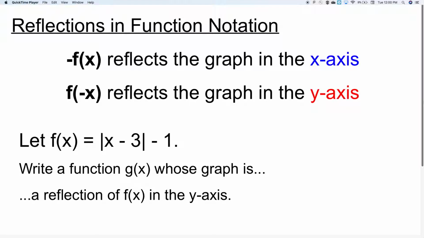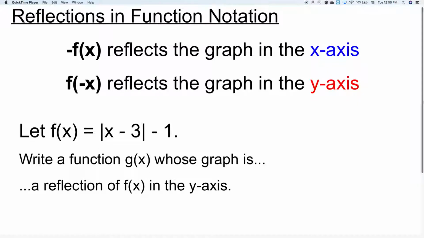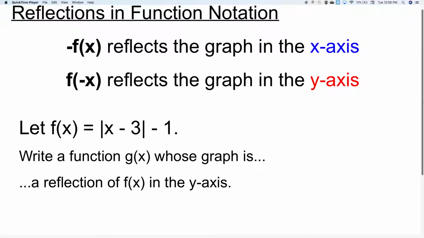So let f of x equal the absolute value of x minus 3 minus 1. And then just like yesterday, we're going to be writing g of x's. So don't let f of x, g of x, h of x, or any of that stuff confuse you. Those are just ways to name different functions, right? Just like we have different names.